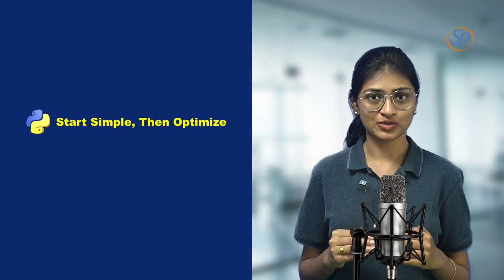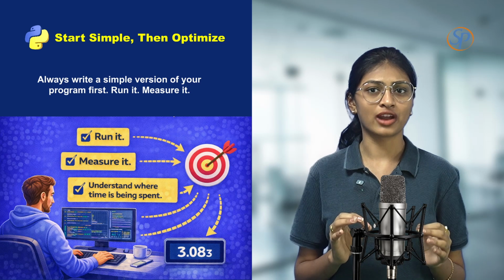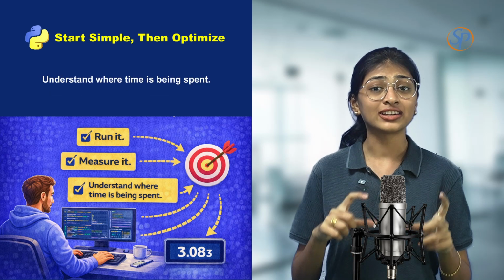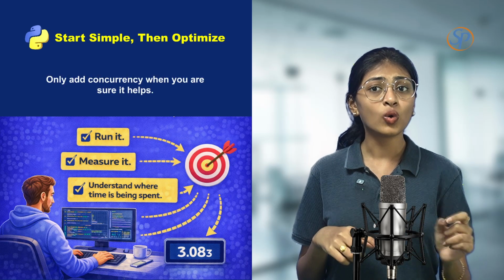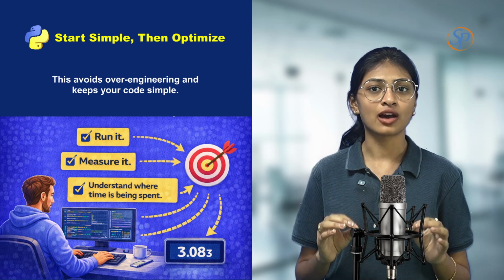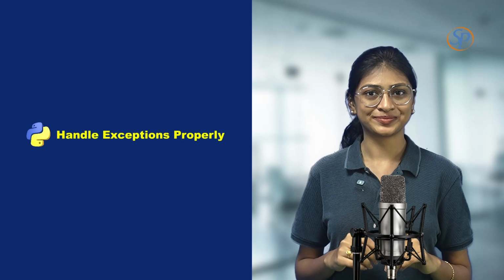Start simple, then optimize. Always write a simple version of your program first. Run it, measure it, understand where time is being spent. Only add concurrency when you are sure it helps. This avoids over-engineering and keeps your code simple.